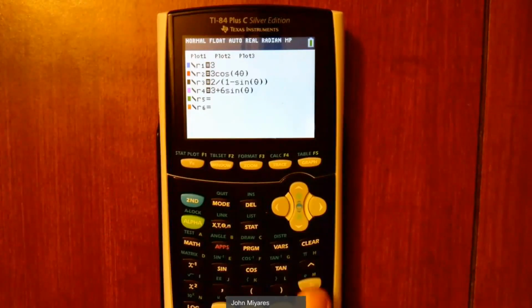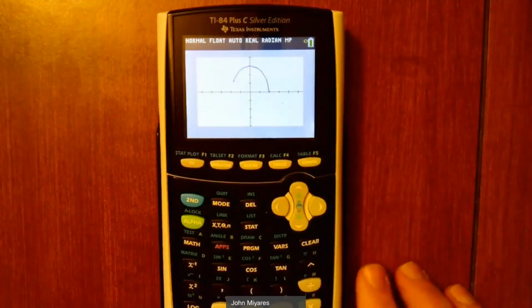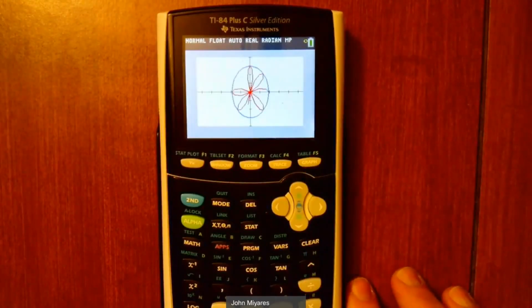Now, when I hit the graph button, I see what's supposed to be the circle. Here comes that parabola. Notice how it drew it in a really funny order. That's because it's plotting it from theta equals 0 up to theta equals 2 pi, and that isn't necessarily going to graph it from left to right.